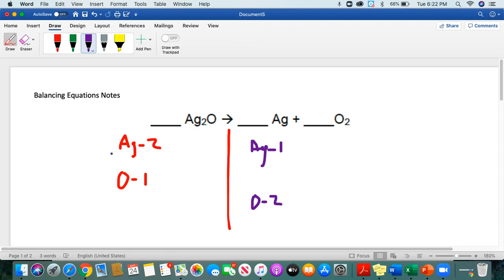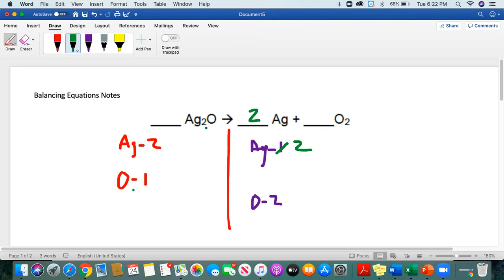Let's start by balancing the silver. I have 2 silvers on this side, and I have 1 silver on the other. So the easiest thing to do is I'm just going to put a 2, and that gives me, now this changes. Now this is 2. The plus sign kind of divides these two. So if I put a 2 here, it only applies to the silver. It doesn't apply to the oxygen, okay? So that's good. This is balanced. I go on to my next one.